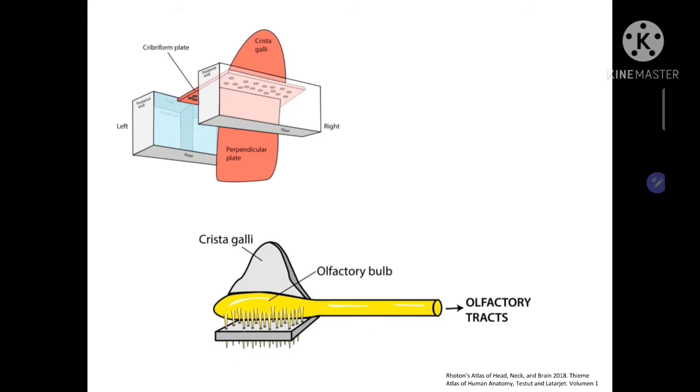So this is the horizontal plate, or lamina cribrosa, and you see all these little branches going from the nasal cavity to the cranial cavity, to the neurocranium, directly to the olfactory bulb.